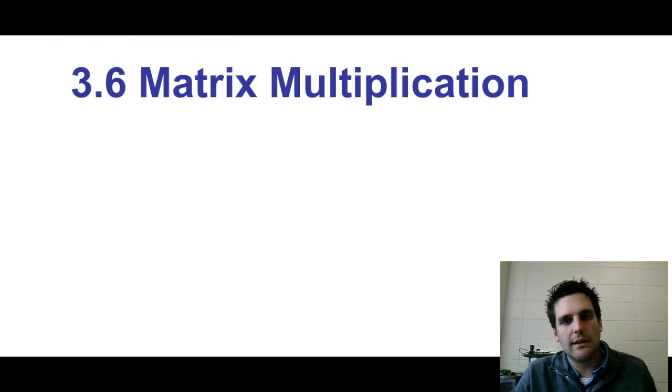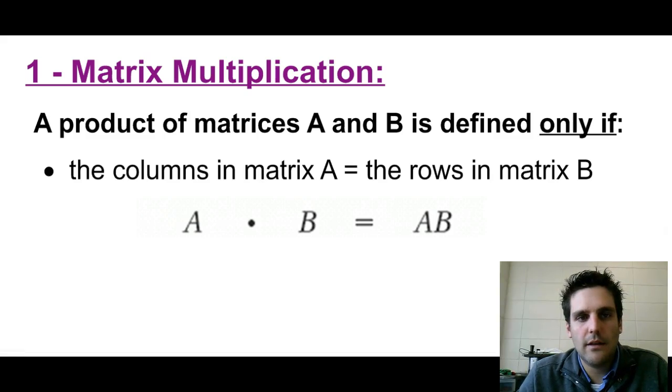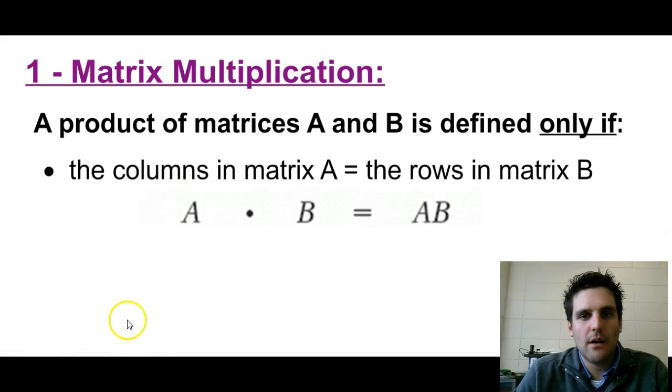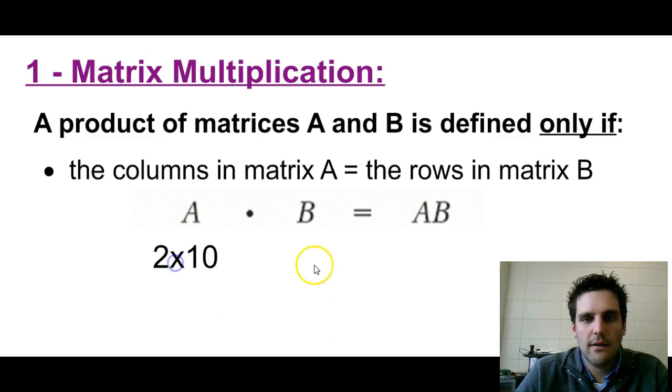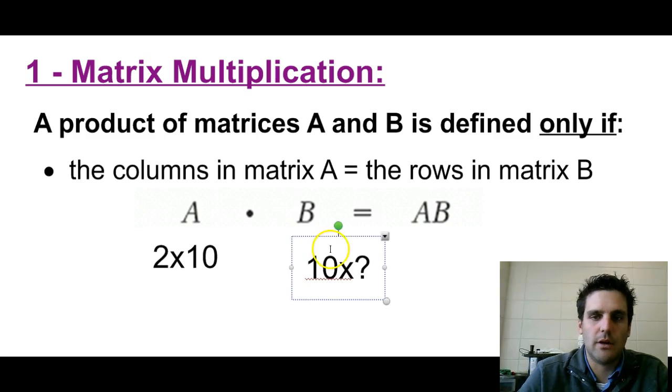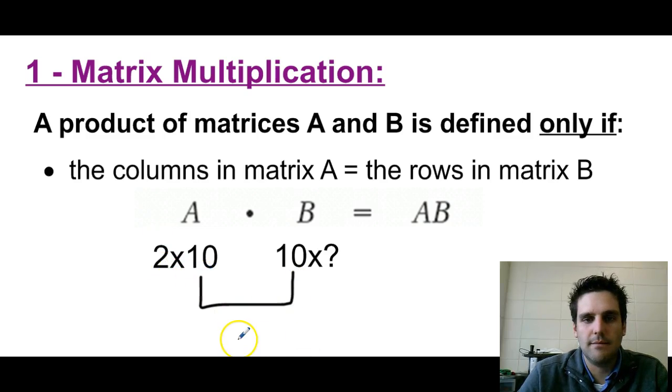Matrix multiplication is a lot more difficult and will require a little bit more care. First off, the columns in matrix A must match up with the rows in matrix B. So what I mean by that is if you have a 2 by 10 for matrix A, then matrix B has to be a 10 by something, anything, it doesn't matter. But these two numbers right here must match up, the 10 and the 10. We'll see what I mean by that in a further example.